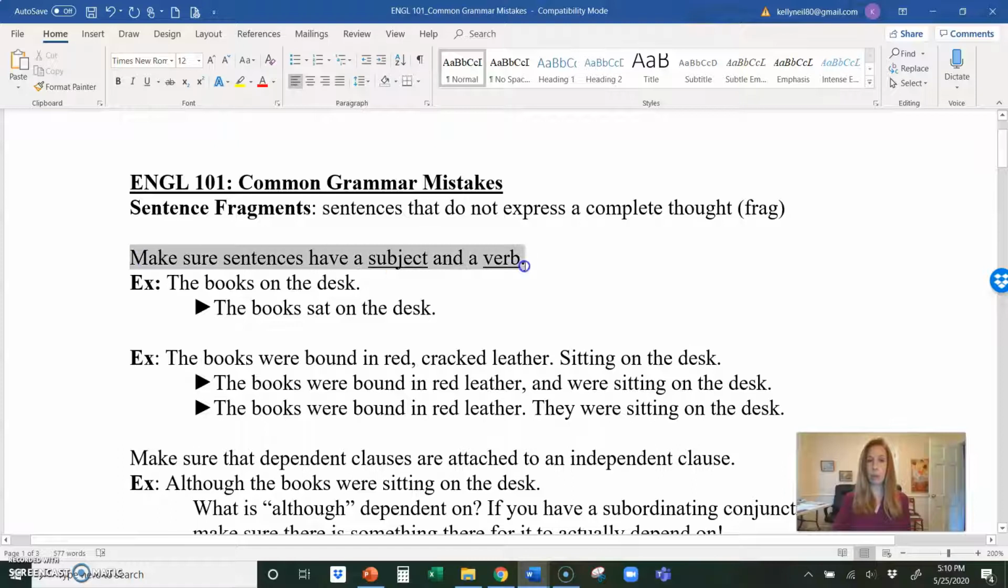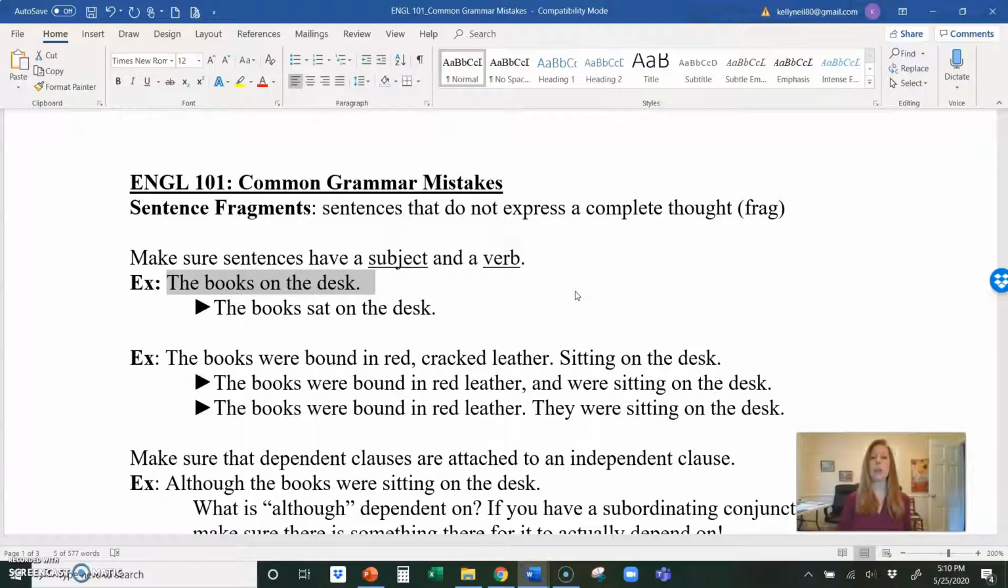The very first thing to look for, make sure your sentences have a subject and a verb. So for example, if you come across a sentence in your essay or someone else's essay that you're reading that says, the books on the desk, and you think, something's not right about that sentence, ask yourself first, does it have a subject and a verb? Well, I have a subject here, the books, but I don't have a verb. This sentence is missing a verb, and therefore it's a sentence fragment. So I could just fix that by adding the verb sat. The books sat on the desk.